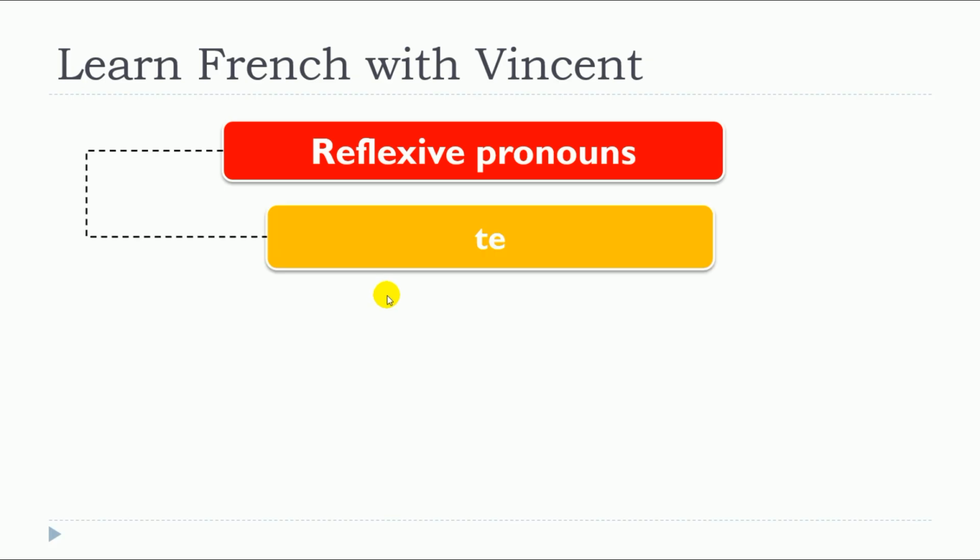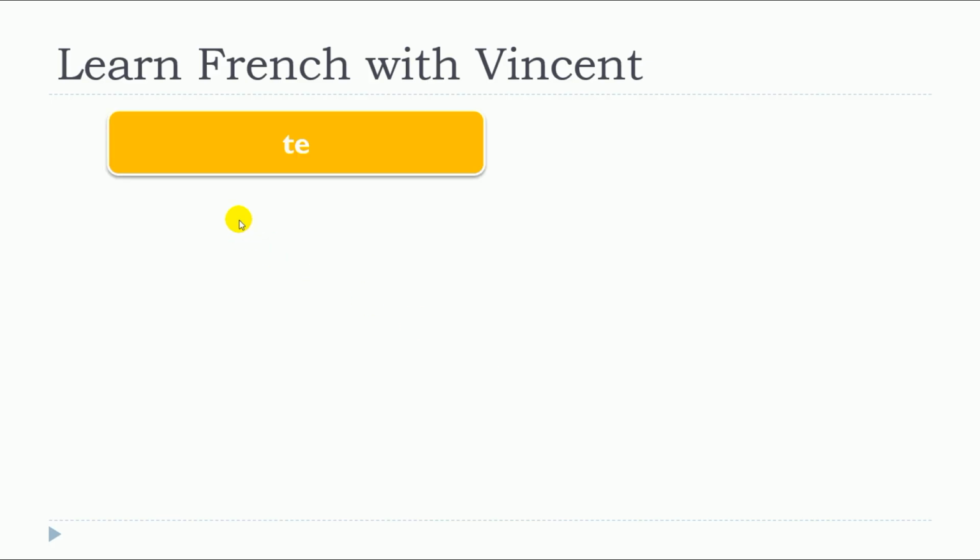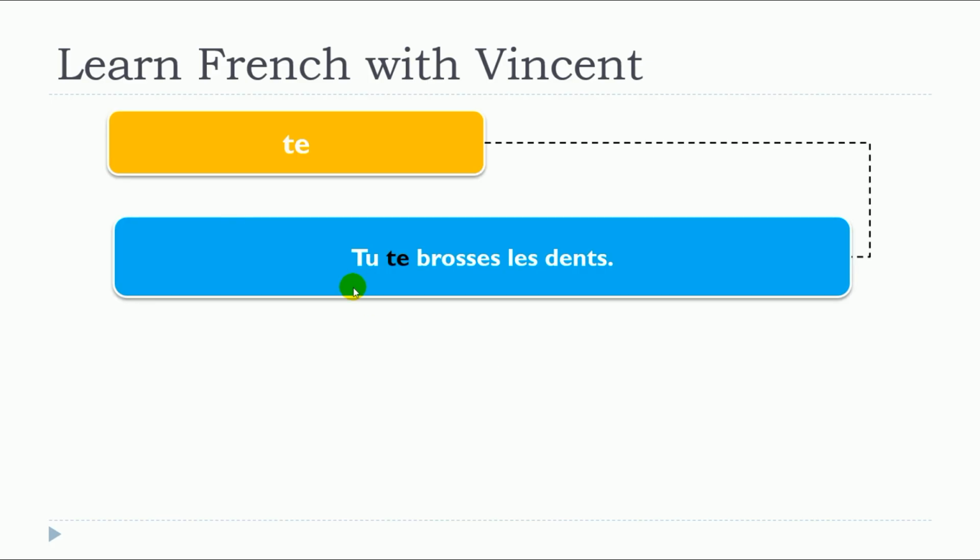So this lesson is about te. And the reflexive pronoun te can be translated into English as yourself or you. Remember, it will be the singular you in English. So let's see some examples with te.